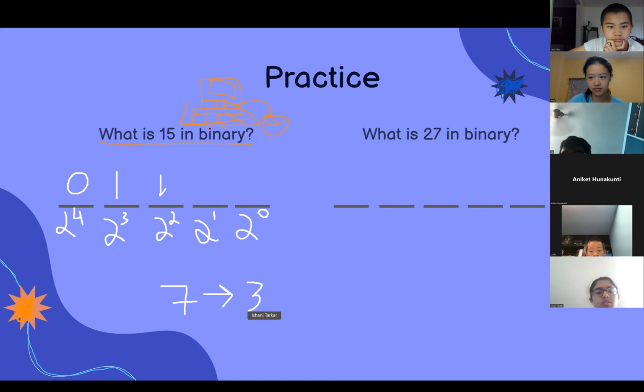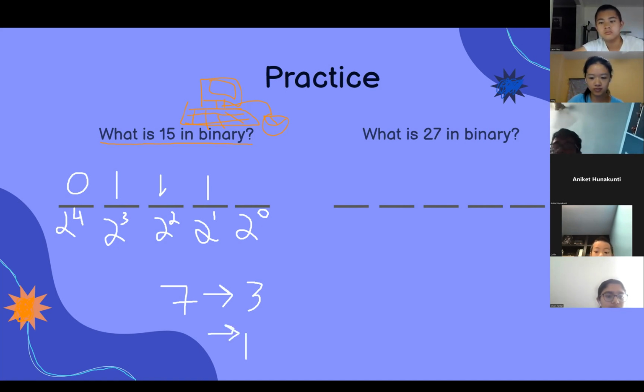When we subtract 4 from 7, we get 3, right? So how many 2 to the power of 1's, which is just 2, fit into 3? Good job, it's 1. So 3 minus 2 is equal to 1. So how many 2 to the power of 0's fit into 1? Good job, that's 1. So you can see that we get 1, 1, 1, 1 as our answer.